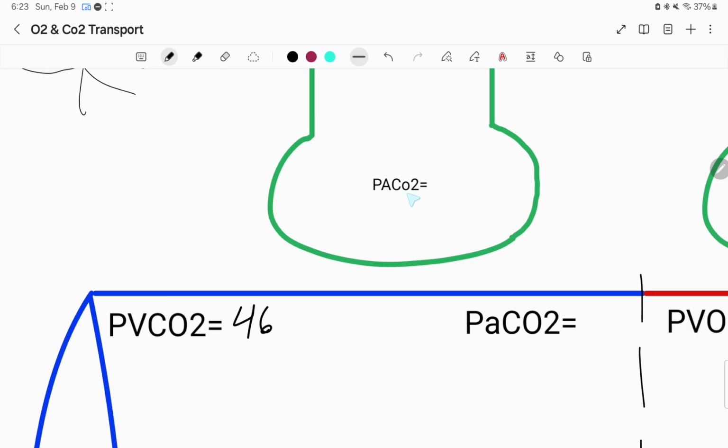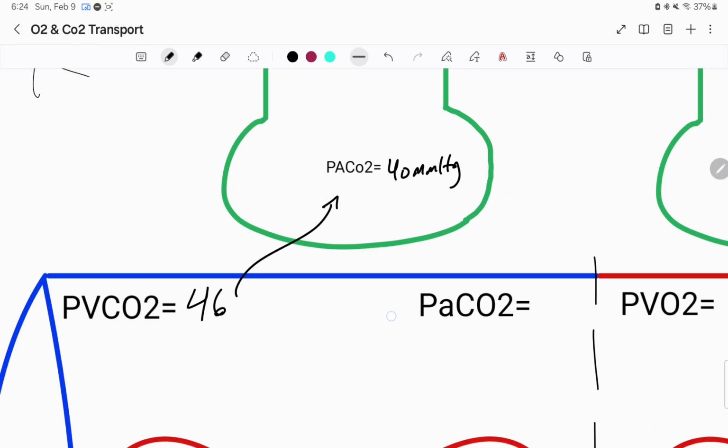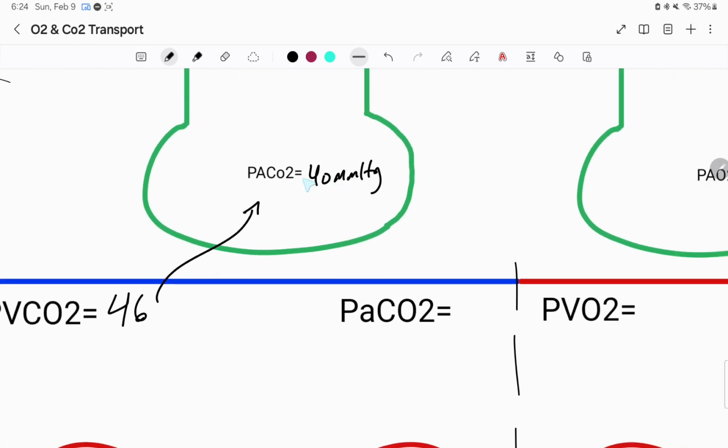The partial pressure of CO2 in the alveoli should be low right now. Okay, so it's 40 millimeters of mercury. There's a pressure gradient here from high to low. Awesome. What's going to happen here? This CO2 is going to keep flowing out until what? Until it equilibrates with this number.